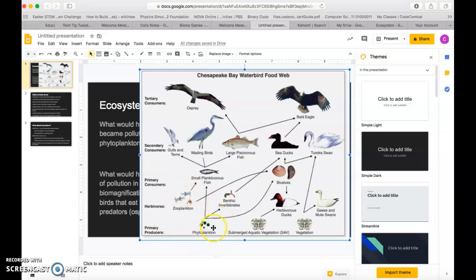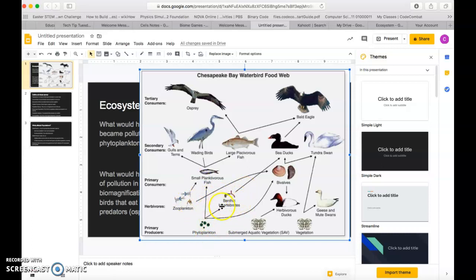Our phytoplankton, if the water were so polluted that it was cloudy and murky in there, would be the first to die because it can't photosynthesize. The zooplankton also isn't a super strong organism, but if the pollutants came in and killed the zooplankton, then if you look right here, our small fish and our benthic invertebrates have literally run out of food source.